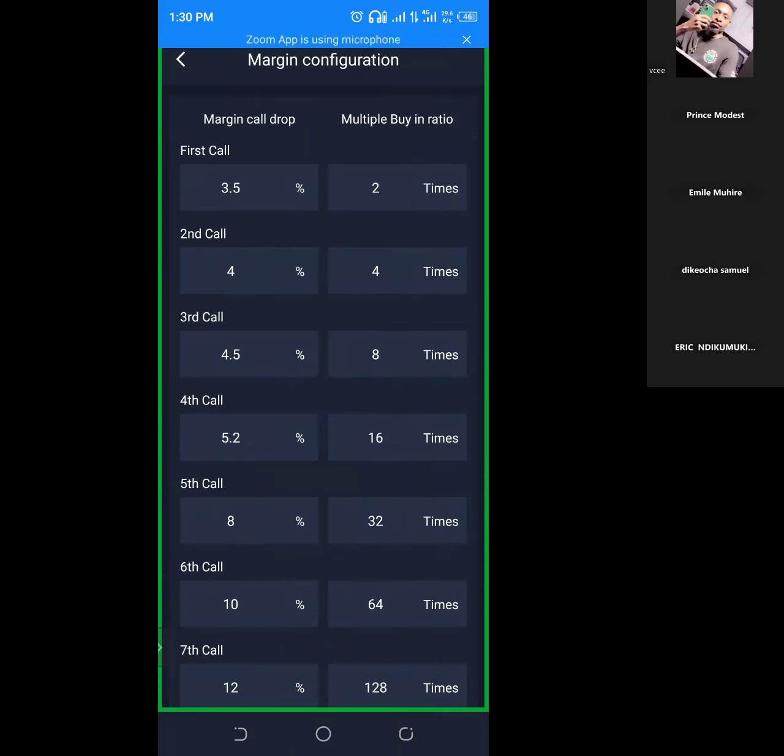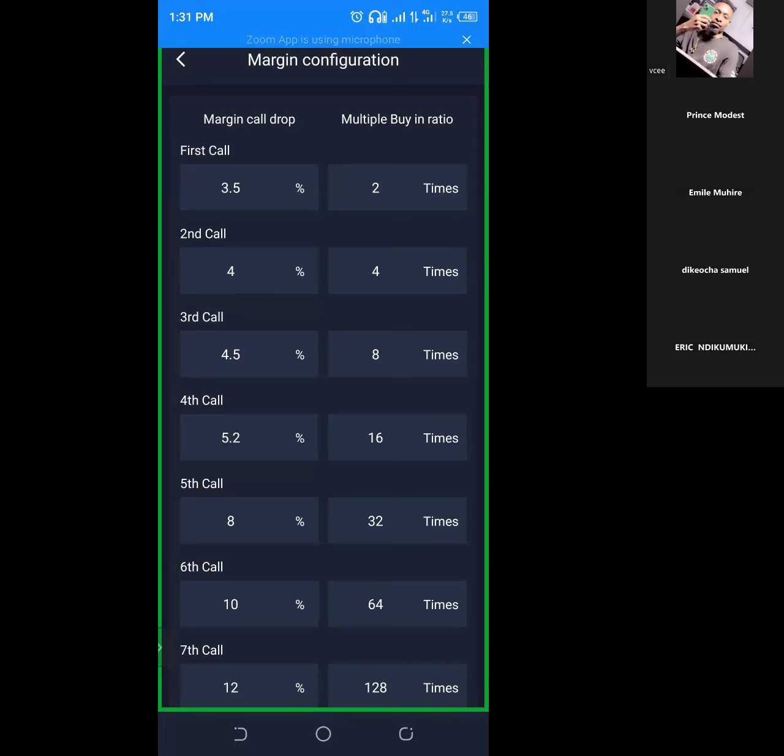Now you have the margin call drops. The margin call drops are the percentage that the coin is going to drop. If you add them together, from the first margin call to the seventh margin call, it will give you 47.2% drop on the steady risk type that we are using. So you don't touch anything on the margin call drop unless you are an expert. This will give you success as it is.